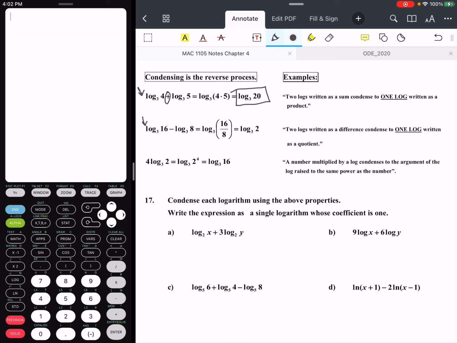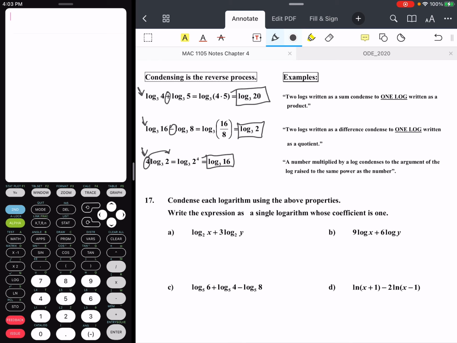In the second example, log base 3 of 16 minus log base 3 of 8. I know that's going to be a quotient rule. So log base 3 of 16 divided by 8 simplifies to log base 3 of 2. And then finally, we can also apply the power rule in reverse. So this coefficient, 4 times log base 3 of 2, we can go ahead and move that up as an exponent. So this becomes log base 3 of 2 raised to the 4th power. And then that simplifies to log base 3 of 16.